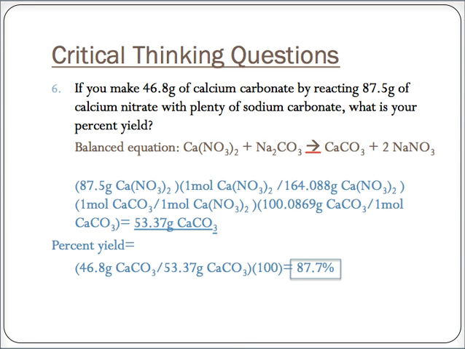Okay, so then we plug that into our percent yield equation. So the actual yield, 46.8 grams of calcium carbonate, over the theoretical yield of 53.37 grams of calcium carbonate, times 100 to get a percent yield of 87.7%. Okay, and that's it for the critical thinking questions.